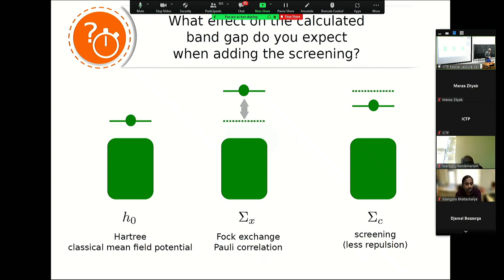So I just conclude with, at the end of the story, what is GW doing? The role of GW is to describe correlation, and it leads to an effect that, in general, is opposite to Hartree-Fock. The Hartree-Fock gap correction will tend to increase the gap, and GW will reduce the gap. Now, a simple question, but I want a quick answer. As GW is the screened Hartree-Fock, do you expect that in modulus the Hartree-Fock correction is larger or smaller than the GW correction?